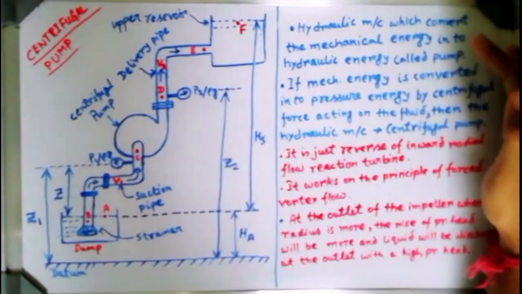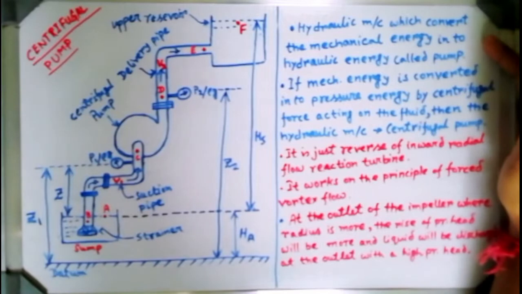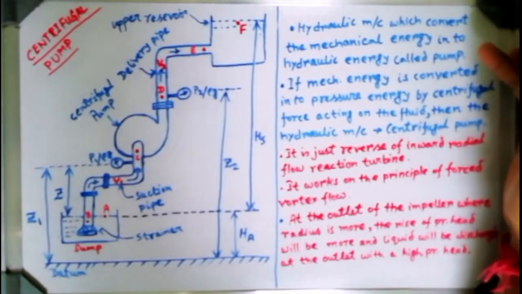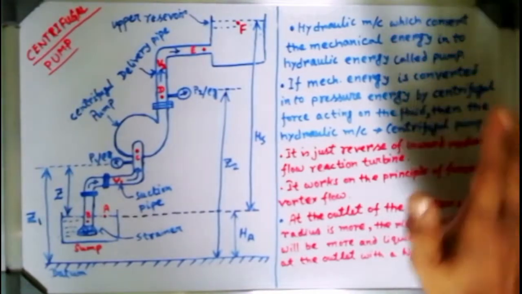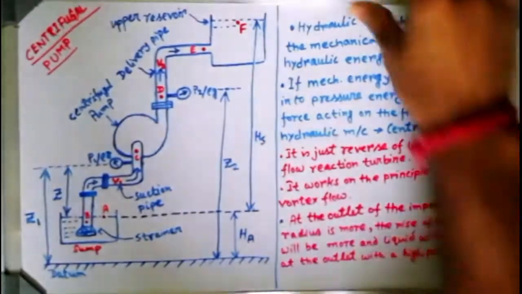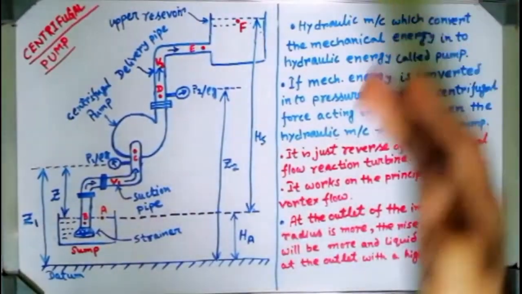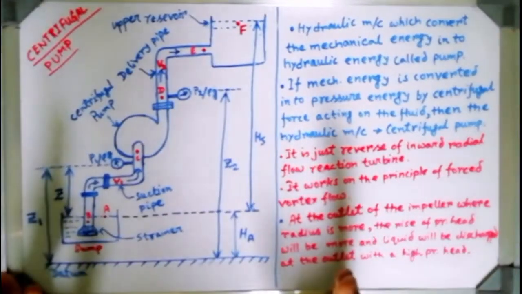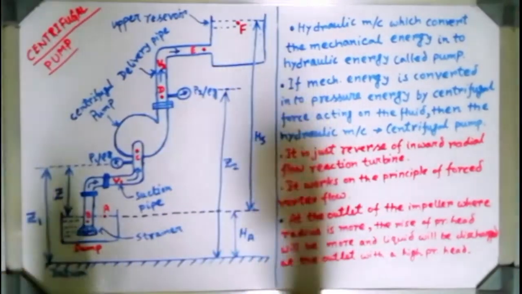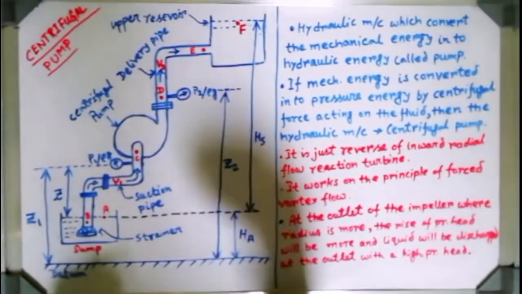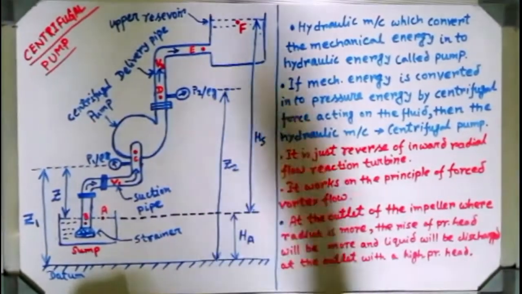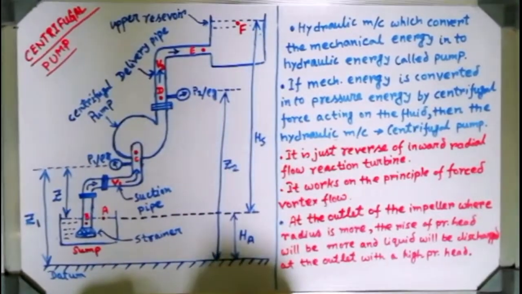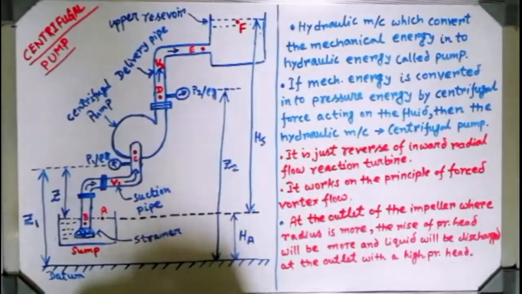The first point I have written: a hydraulic machine which converts mechanical energy into hydraulic energy is called a pump. Now first tell me, what is a hydraulic machine? A hydraulic machine is a kind of machine which handles any kind of hydraulic fluid. It may be water, mostly water they use, but instead of water you can use any other fluid also.